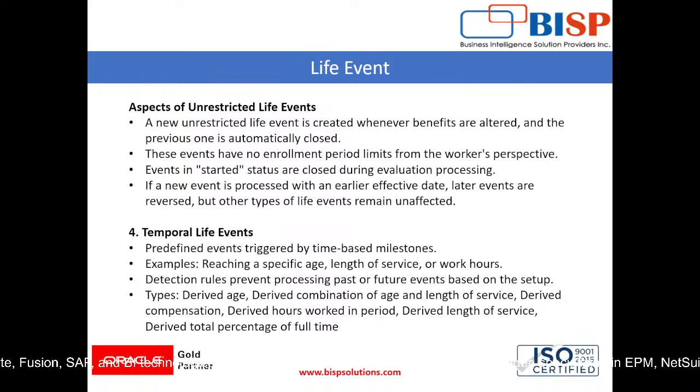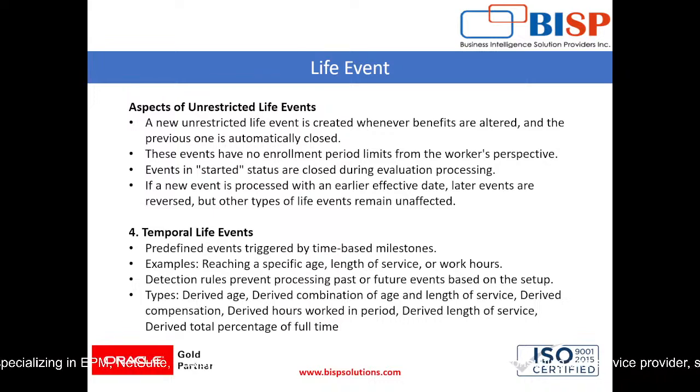Unrestricted life events that are started are closed when the evaluation process occurs. Processing an unrestricted life event with an effective date that is prior to existing unrestricted events will result in the later events being backed out, but does not affect any other type of life events.